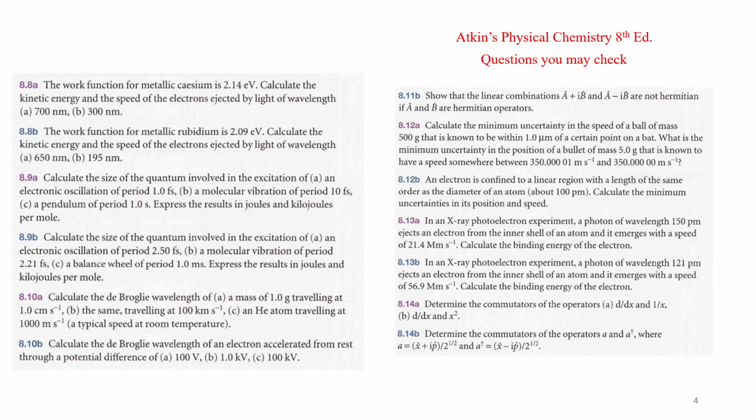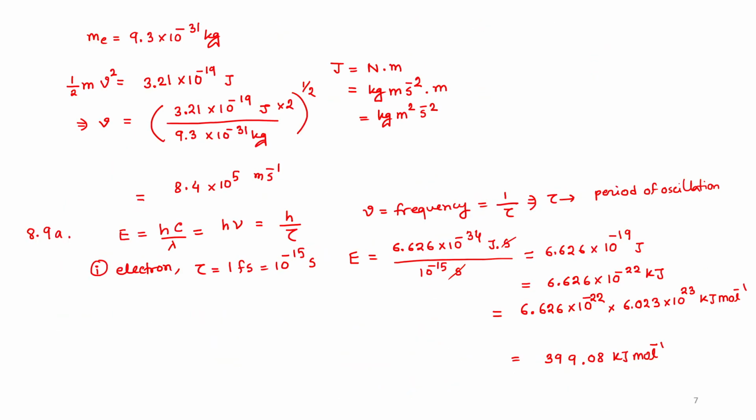The other thing given is a molecular vibration of period 10 femtoseconds. Similarly, the energy, as you can guess, will be for a molecular vibration. I can write it down, right? So instead of 1 femtosecond, it is 10 femtoseconds. That means 10 to the power minus 14 seconds.